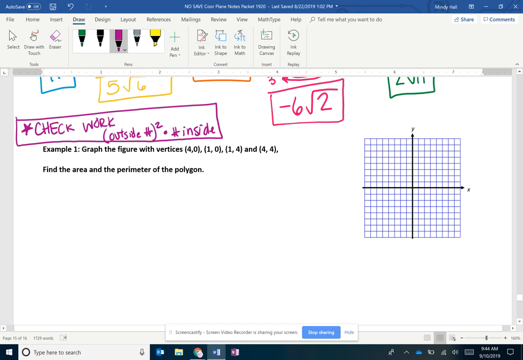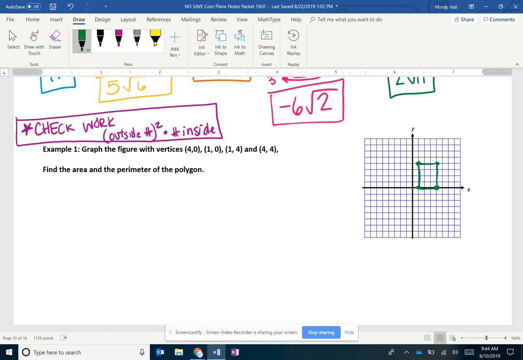For all of these, you want to give me the exact perimeter of these polygons. So, we'll start just by graphing. We have (4, 0), (1, 0), (1, 4), and (4, 4). So you notice it makes a rectangle.